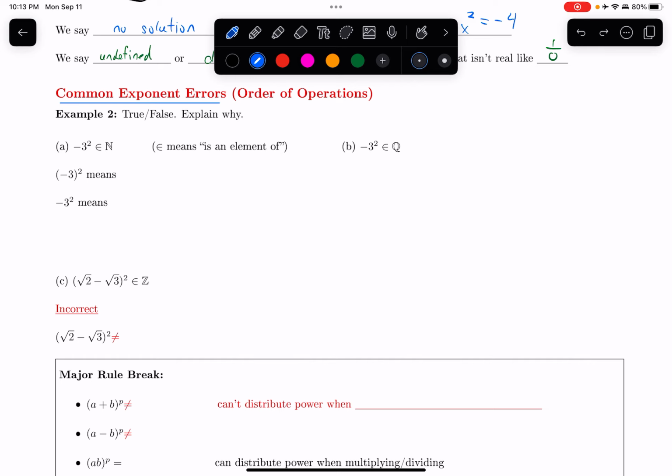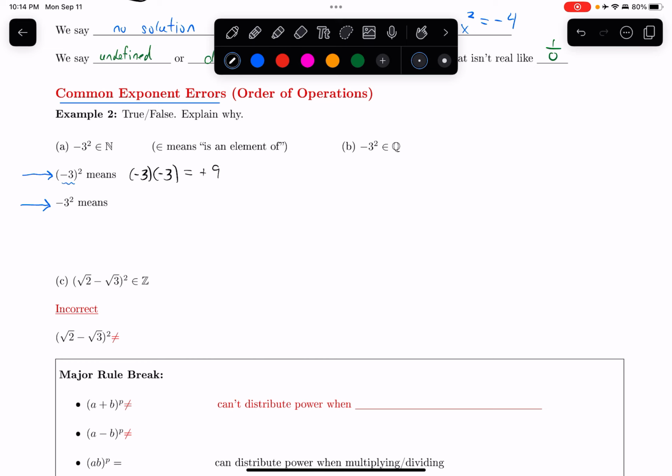Okay, so there's a difference between when I write negative 3 in parentheses squared versus when there's no parentheses and then I square it. The difference is that when you have parentheses, you deal with the stuff inside the parentheses first, according to order of operations, and then I square that quantity. So that is negative 3 times negative 3. Negative times a negative is a positive, so this is positive 9.